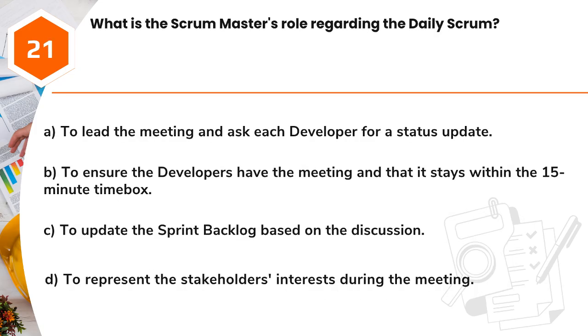Question 21. What is the Scrum Master's role regarding the daily Scrum? A. To lead the meeting and ask each developer for a status update. B. To ensure the developers have the meeting and that it stays within the 15-minute time box. C. To update the sprint backlog based on the discussion. D. To represent the stakeholders' interests during the meeting.